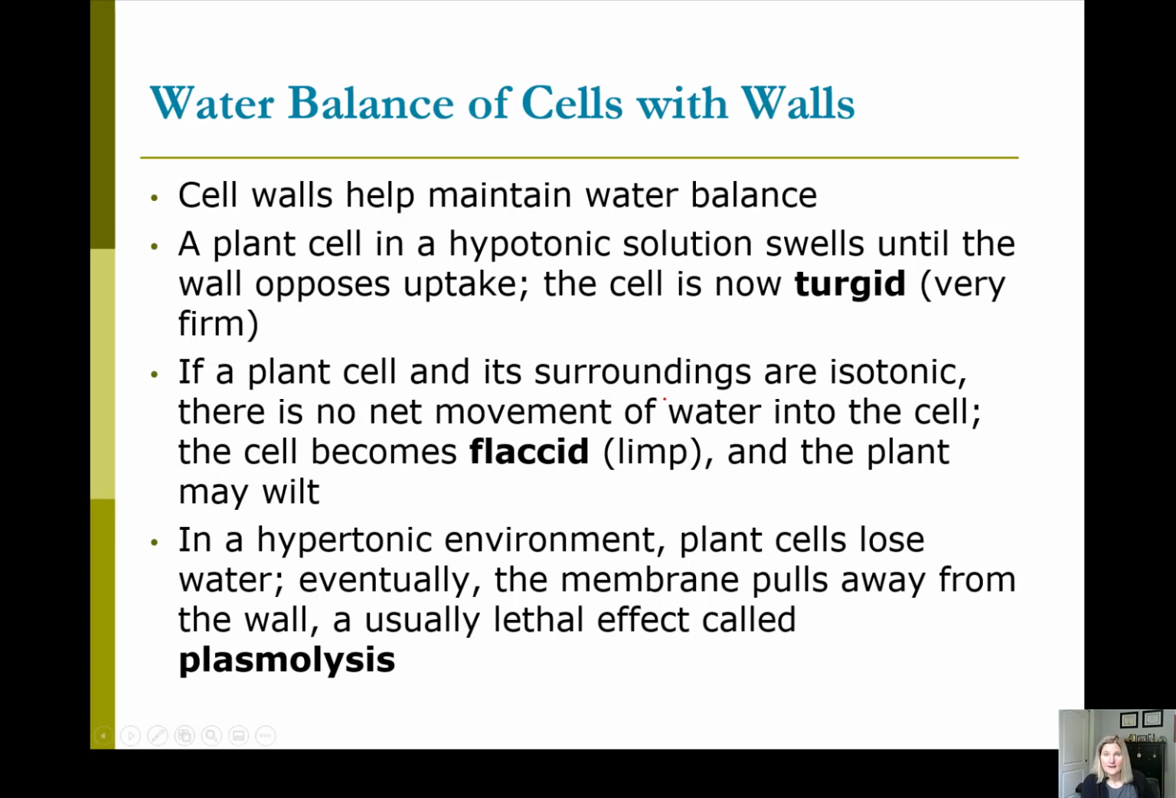If it's in an isotonic state, that means there's kind of equal amounts. The cell membrane can pull away a little bit; it's not firmly up against the cell wall, so it's considered flaccid. Okay, and we might see that the plant, because it's kind of limp, the cells are a little limper, the plant might be a little limper, it might wilt a little.